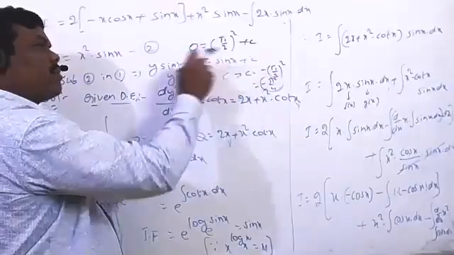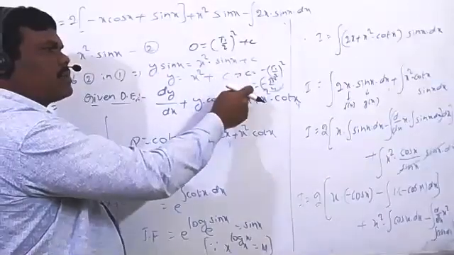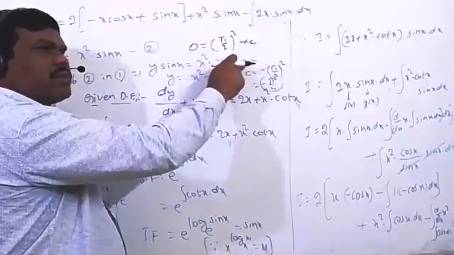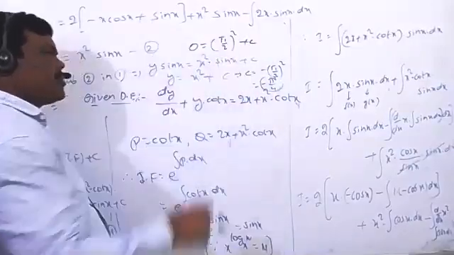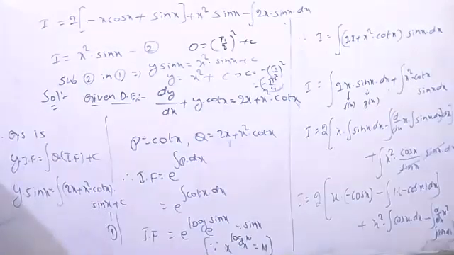This entire thing you can substitute in place of c. This is what we call a particular solution. Without the value of c, we call it a general solution. After finding the value of c, you substitute it in the general solution. That is what we call a particular solution. You can do one more problem now. Complete it fast.